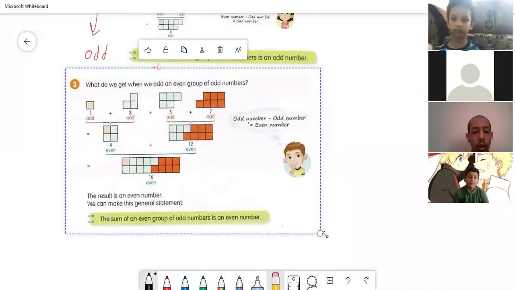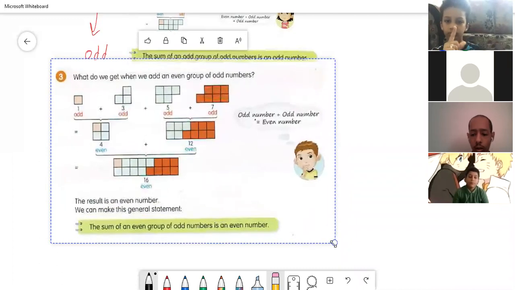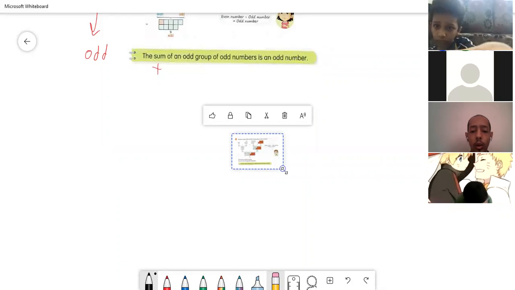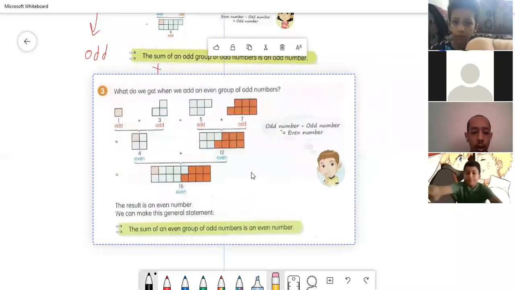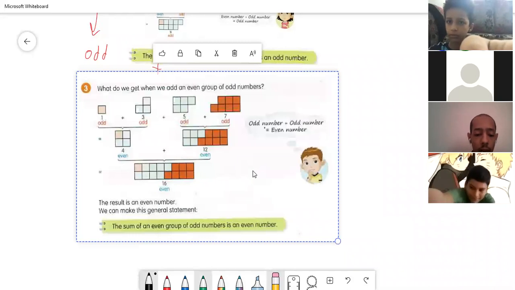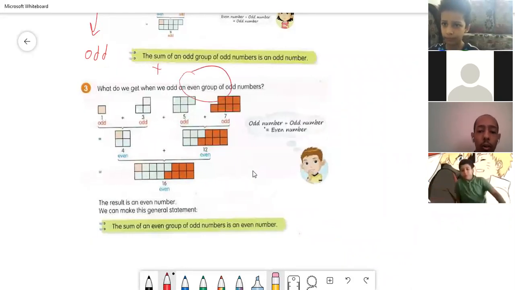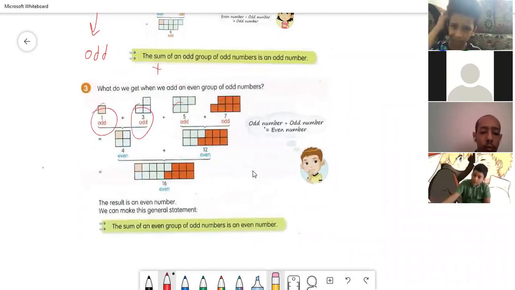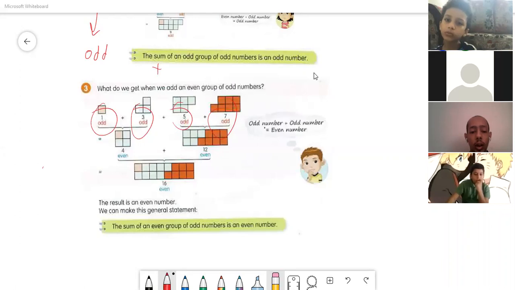What do we get when we add an even group of odd numbers? Already talked about this, right? Previously, we have talked about odd groups of odd numbers, but now we are talking about an even group of odd numbers. This is like we add 1 plus 3 plus 5 plus 7. All of these numbers are what? They are odd numbers. And how many odd numbers do we have? We have 4. 1, 2, 3, 4.